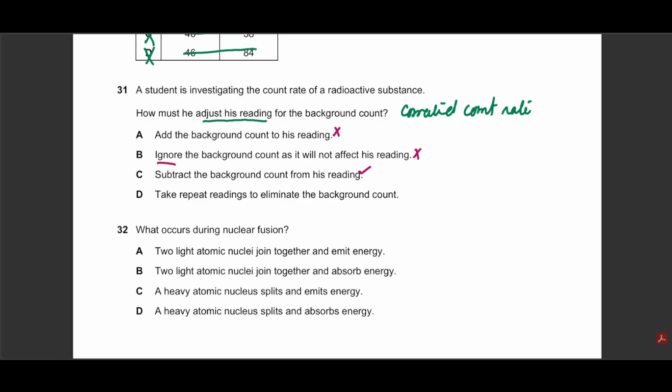Take repeated readings. We can't do that. You see, the background radiation is always there. Even if you repeat the reading, it will still be a part of the reading. So the best way to go about this is to subtract the reading at the start of the question and then add back the value at the end of the question if he asks you to find the reading of the GM tube, not of the source.